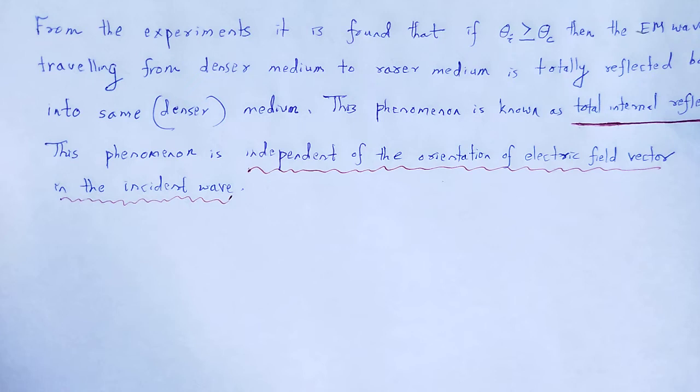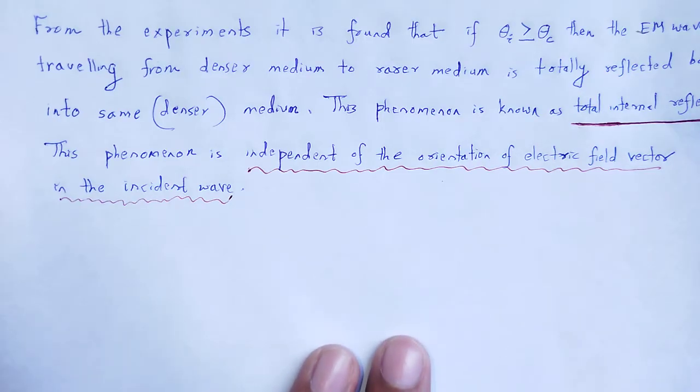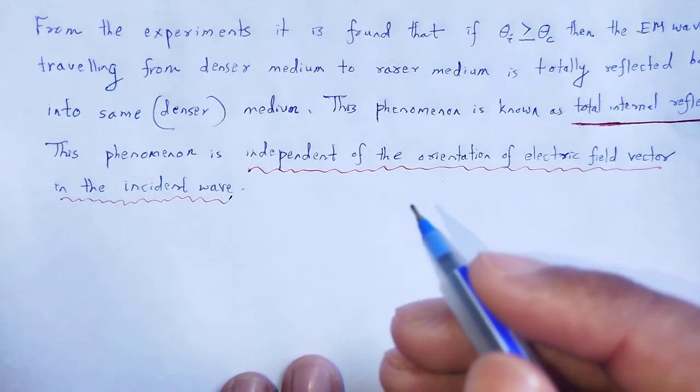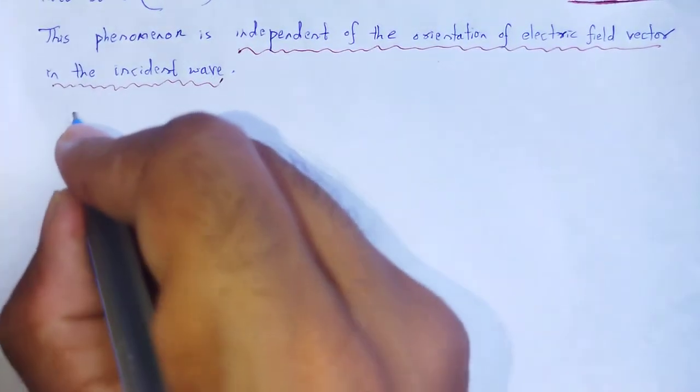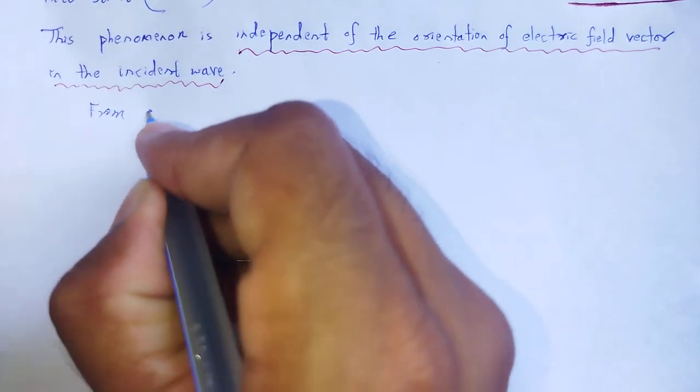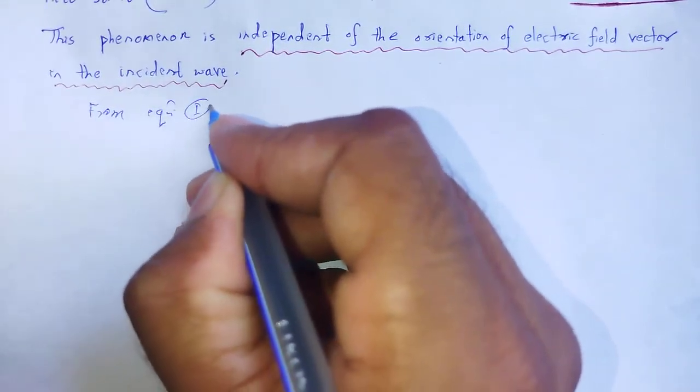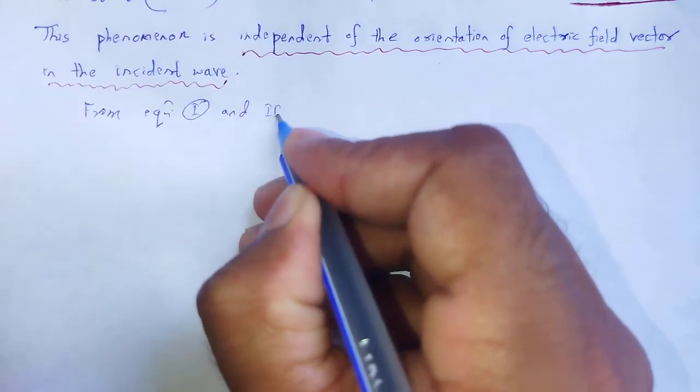Then how can we get polarized electromagnetic wave from unpolarized electromagnetic wave by the total internal reflection phenomenon? Let us see from equation number 1 and equation number 2.